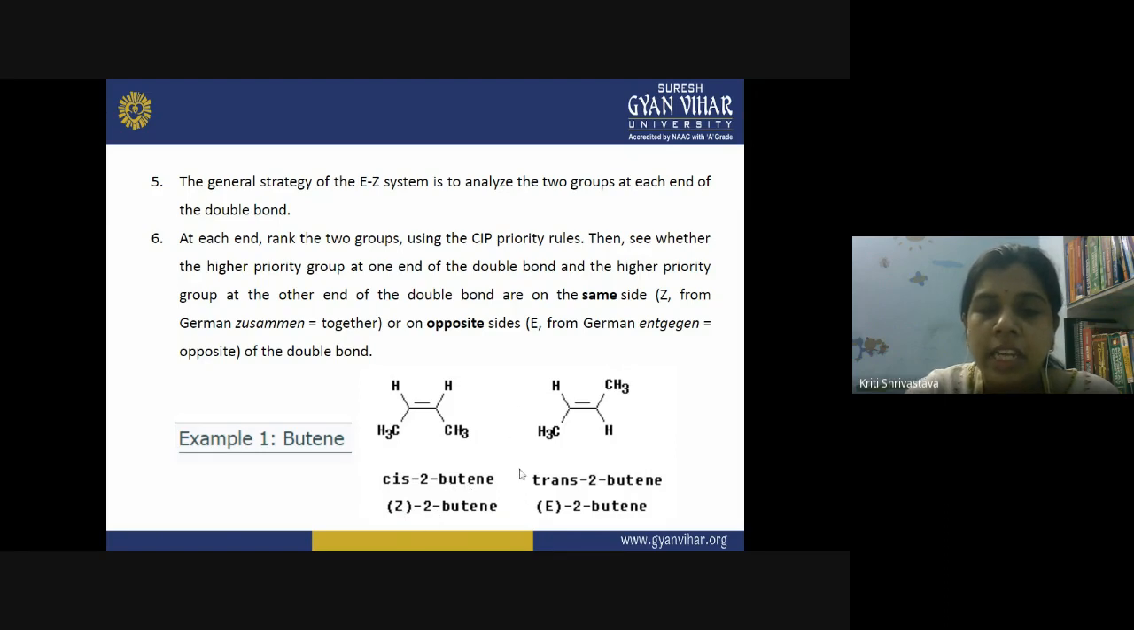And in the second case, if you give the priority, this methyl again will get priority 1 and hydrogen will be given 2. Methyl will get the first priority and hydrogen will be given 2. So now you see what the configurations are. You have 1 and 2, 1 and 2 on the carbon atoms. On the similar side, you have different priorities. So this will be your E-2-butene, that is entgegen. So it is showing the relative configuration of the substituents present in the alkene molecule.